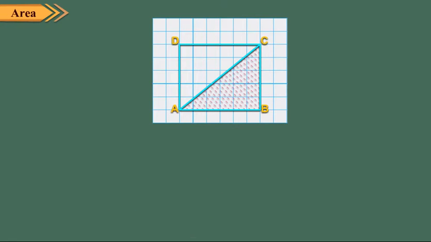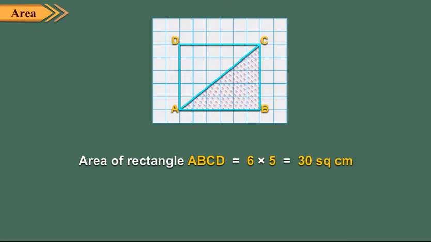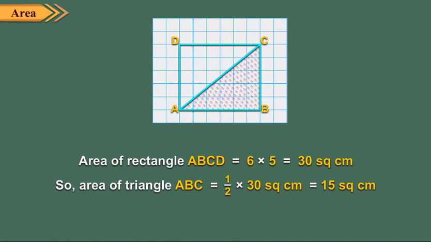Now consider the triangle ABC. Can you find its area without counting the unit squares enclosed by it? We see that triangle ABC is half of the rectangle ABCD. Area of rectangle ABCD is equal to 6 into 5, which is equal to 30 square centimeters. So area of triangle ABC is equal to half into 30 square centimeters, which is equal to 15 square centimeters.